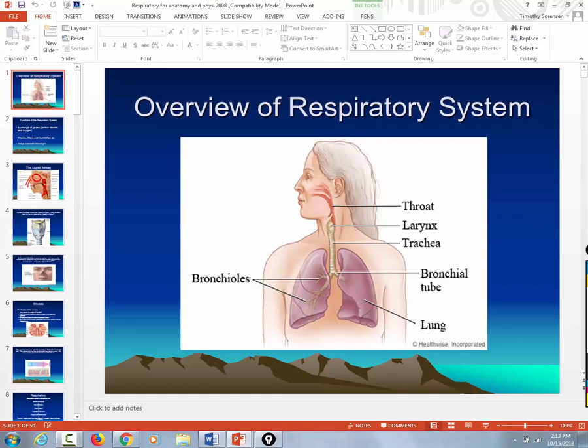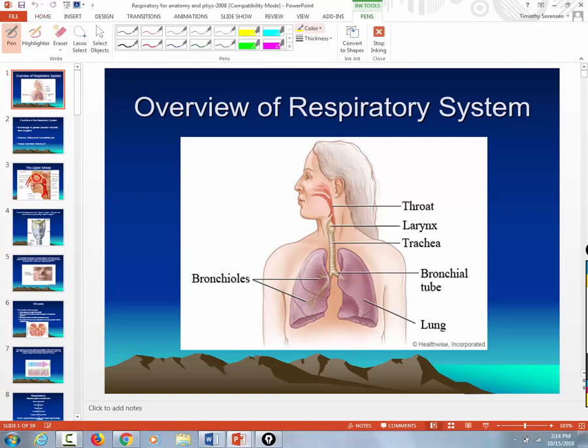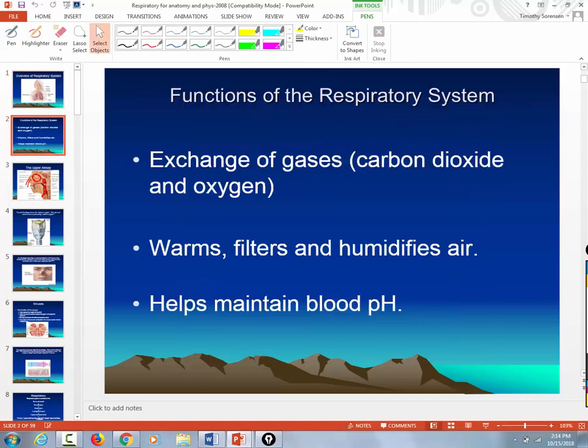Okay, so here we go. The respiratory system. Now, watch. These are the functions of the respiratory system. And the functions of the respiratory system, the big ones, are to exchange carbon dioxide and oxygen.